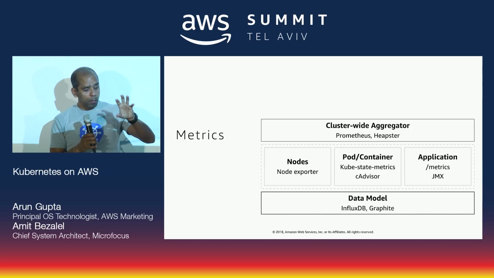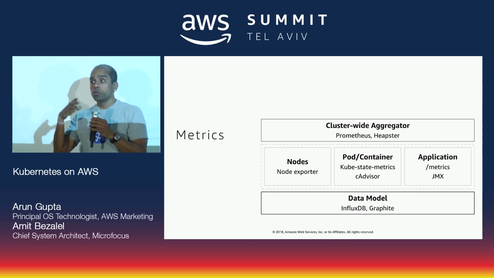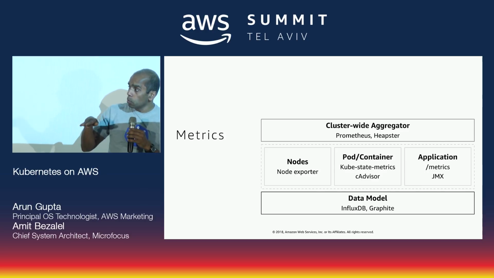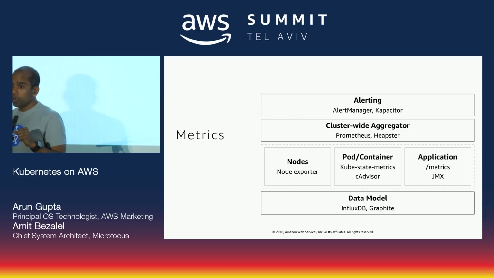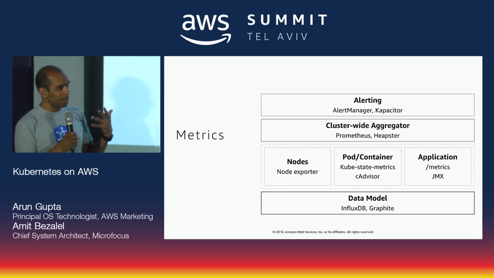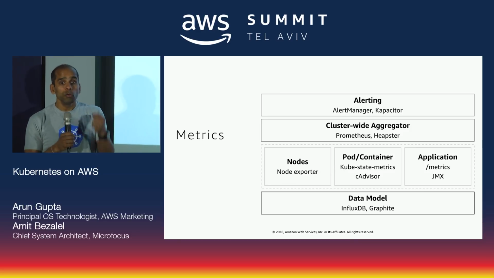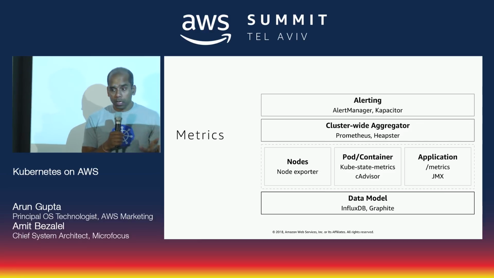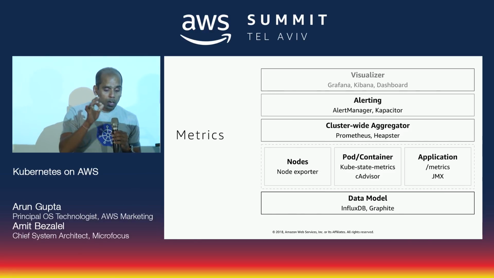You need a data model where you store this data. Prometheus has a database, but you can also use InfluxDB or Graphite as a backend database where you want to store all this information. Now, all these metrics are good, but what do I do with them? I need somebody to tell me that, hey, something has gone wrong. So you need some sort of alerting capability on top of that. Again, Alert Manager or Kapacitor, those are open source offerings that you can use.